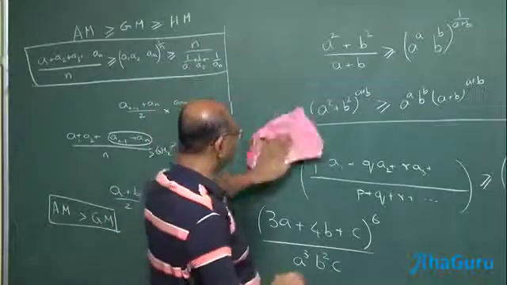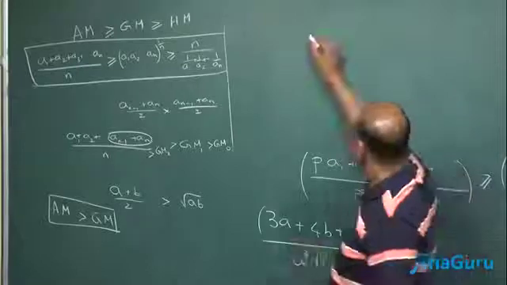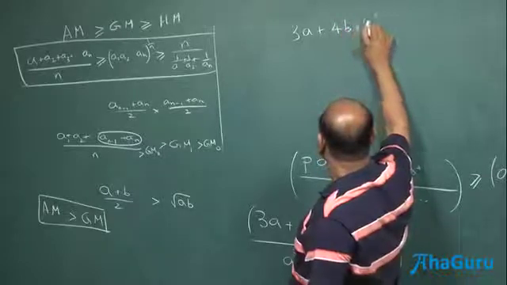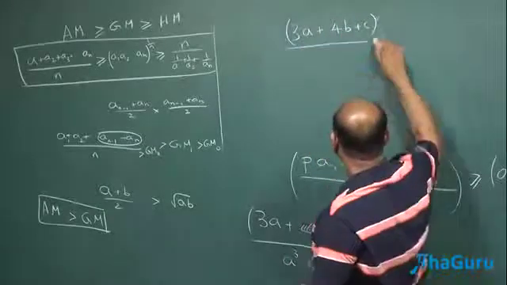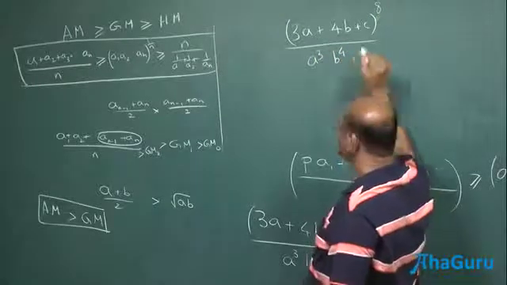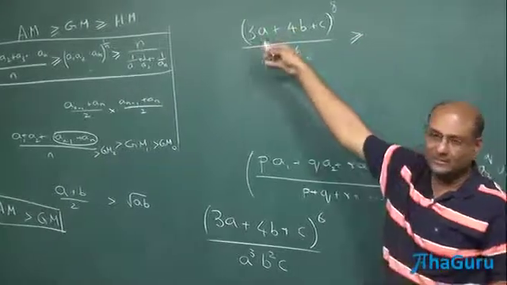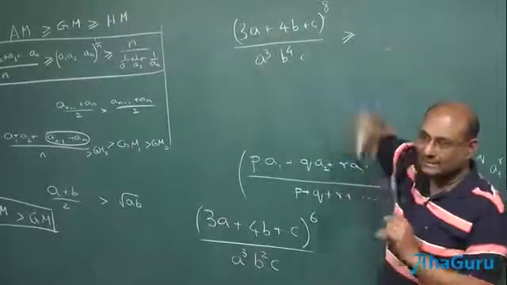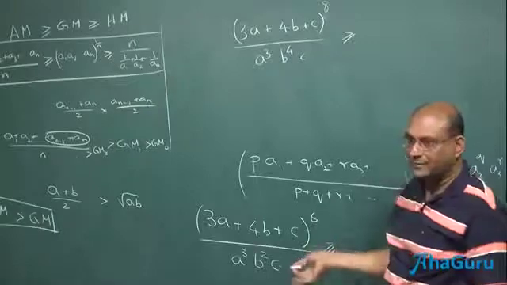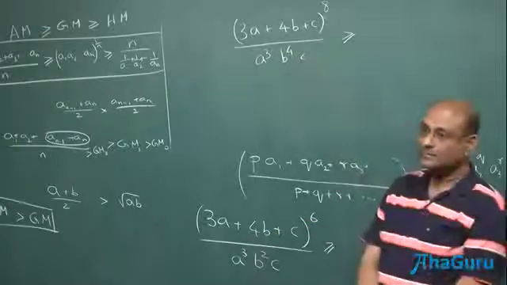Another way in which we can think about this question is to ask something that looks very much like this, except it may look like this. 3a plus 4b plus c power 8 by a cube b power 4 c. So what is this greater than or equal to? If I am saying what is the least value of this, if this is always greater than or equal to, let's say 7, the least value will be 7. If this is greater than or equal to some 5, least value will be 5. So you can ask what is the least value of this. How will I do that? That's easy.